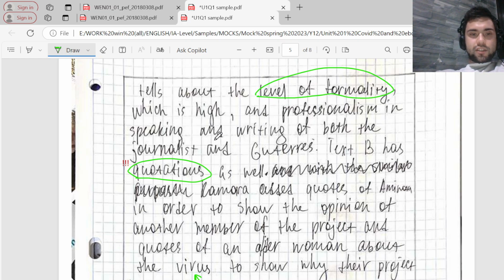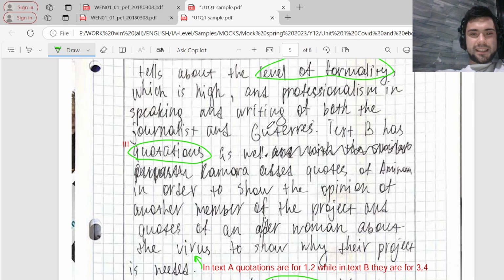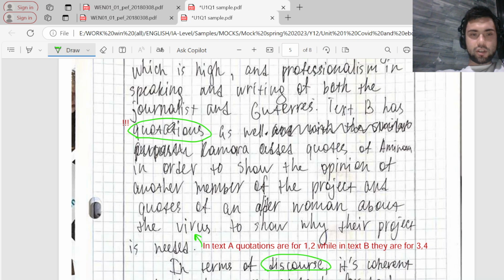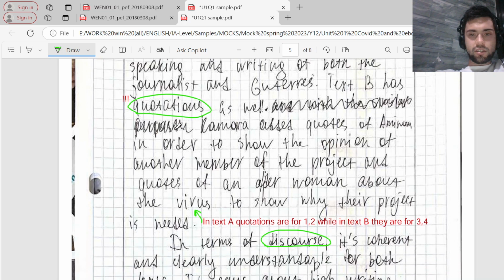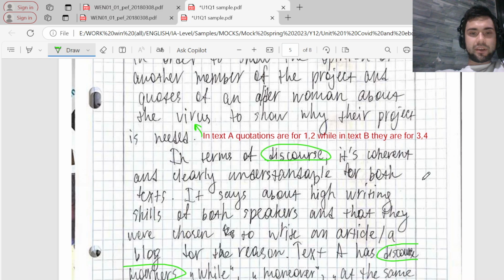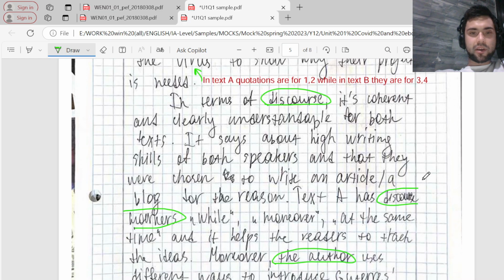Level of formality introduced. I don't even see the comment here because it's about quotations again. So let's just skip this part. You see, in text A, quotations are for 1, 2, while in text B, they are for 3 and 4. The same thing I've just said. Introduce and compare in one point, in one paragraph.